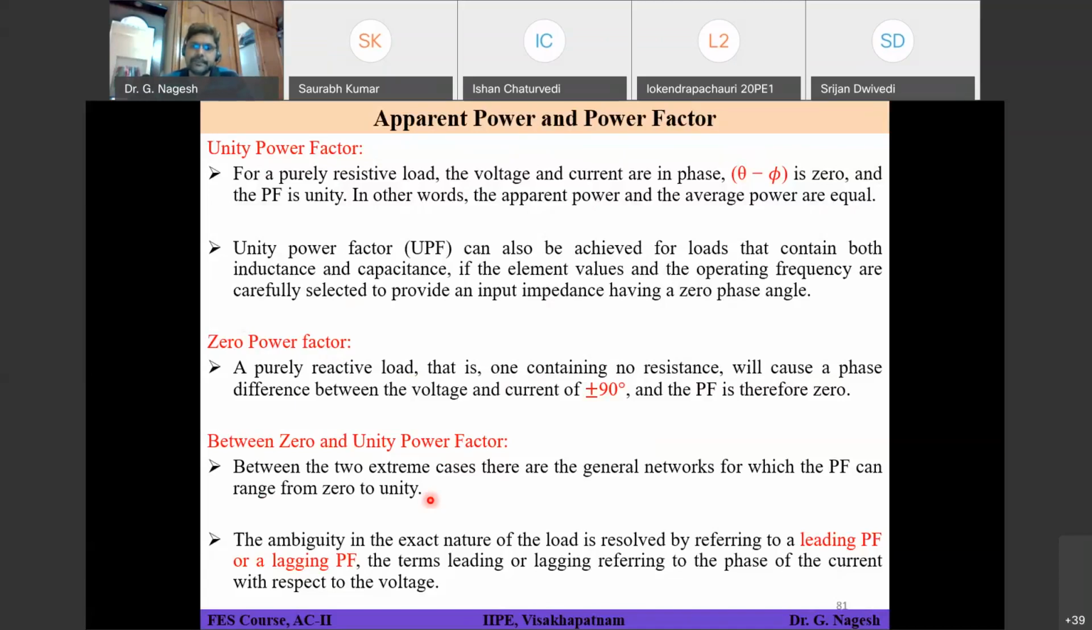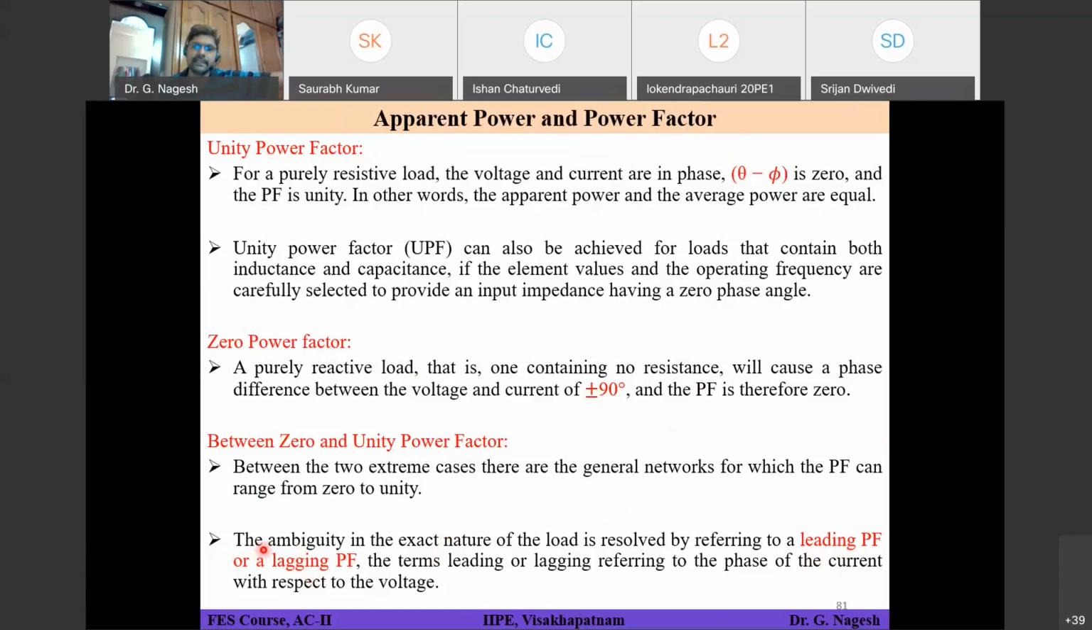We have seen the power factor can be 0 if you have an inductive load or a pure capacitive load. So how to differentiate whether it's inductive or capacitive? Both will have a power factor of 0, but we should say whether it's an inductive or capacitive nature load. For that, they have given two terms: one is leading, and the other is lagging.